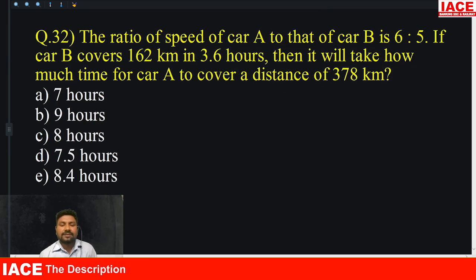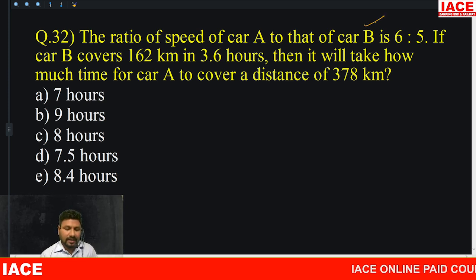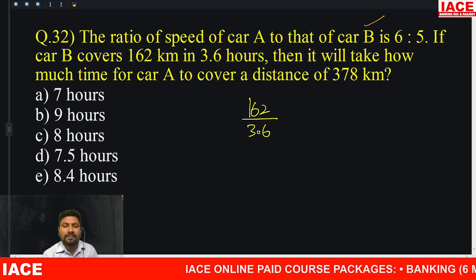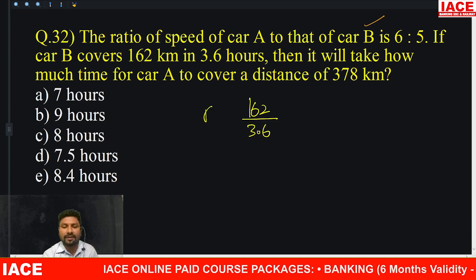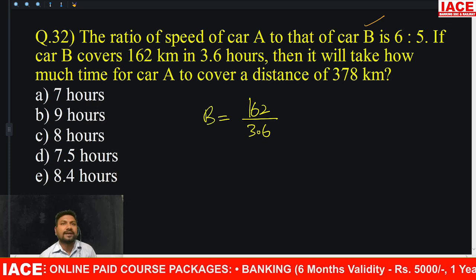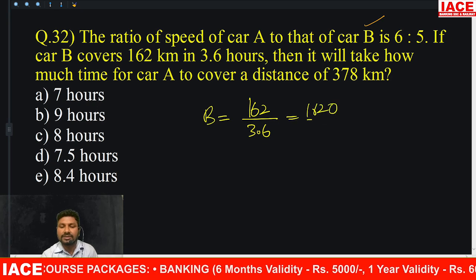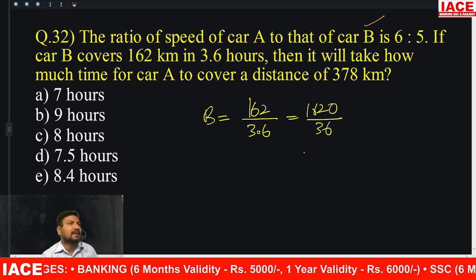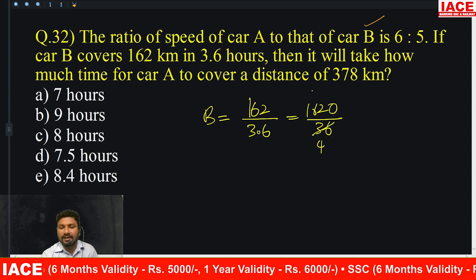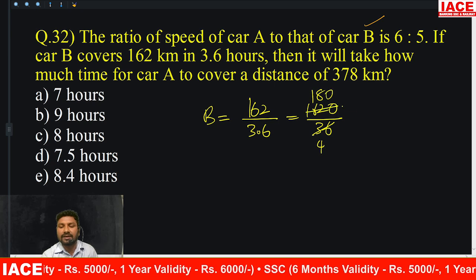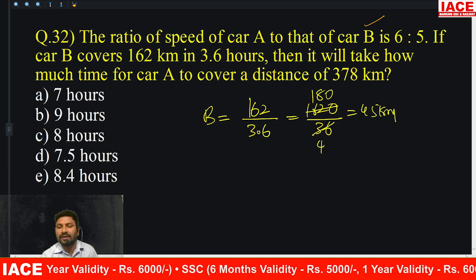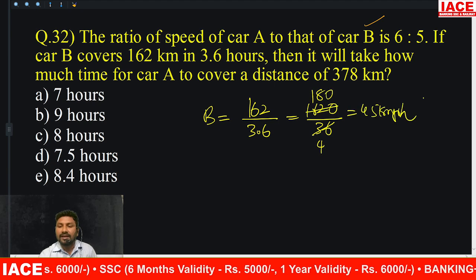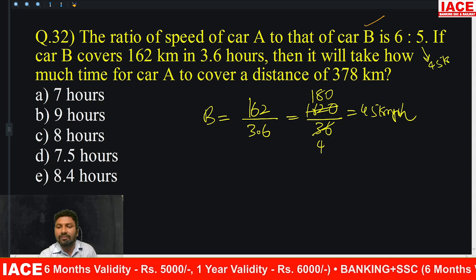The ratio of the speed of car A to that of car B is 6:5. First of all, we will calculate car B speed. If car B covers 162 kilometers in 3.6 hours, this is the speed of car B. 162 by 3.6, we write 1620 by 36. Both are cancelled with the 9 table: 9 4s are 36, 9 20s are 180. 180 by 4 equals 45 kilometer per hour. Then 5 parts equal 45 kilometer per hour.